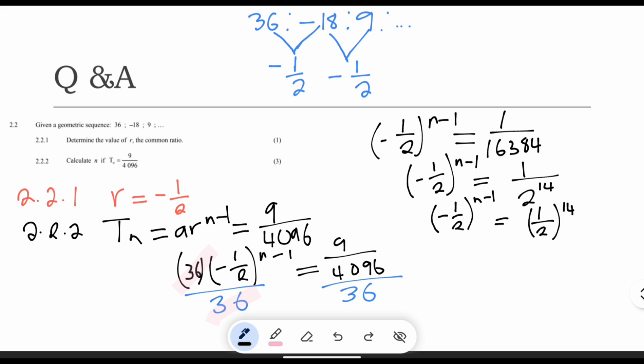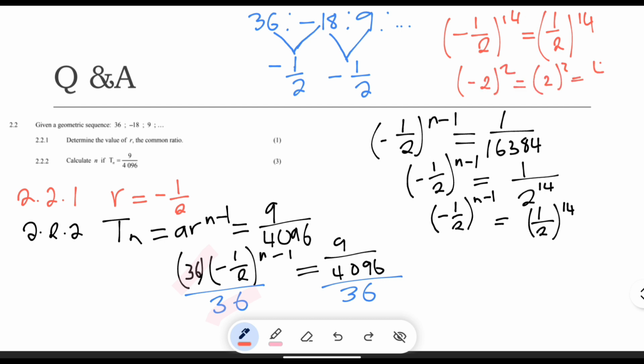But now in this case, the base at the left hand side is not the same as the base at the right hand side. So now what are we going to do? Okay, look up there. Negative 1 over 2 to the power of 14 is the same as 1 over 2 to the power of 14, right? Yes, it's the same, because a negative 2 squared is equal to 2 squared, which is equal to 4. So they're both the same.